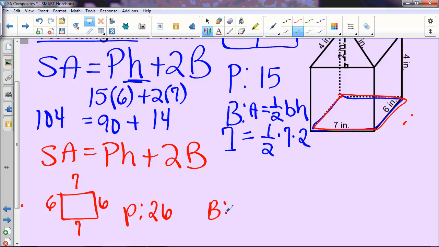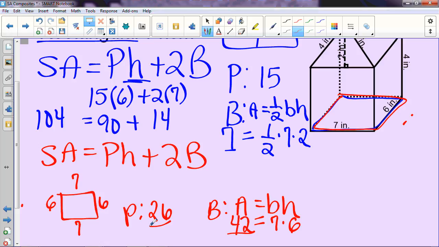Capital B, that's the area of our base. Well, our base is a rectangle, area equals base times height. Our base, we'll call 7. The height of that two-dimensional rectangle, 6. 7 times 6 gives me 42. So I now have my perimeter and my capital B, which is the area of my base. Let's go back and plug it in.